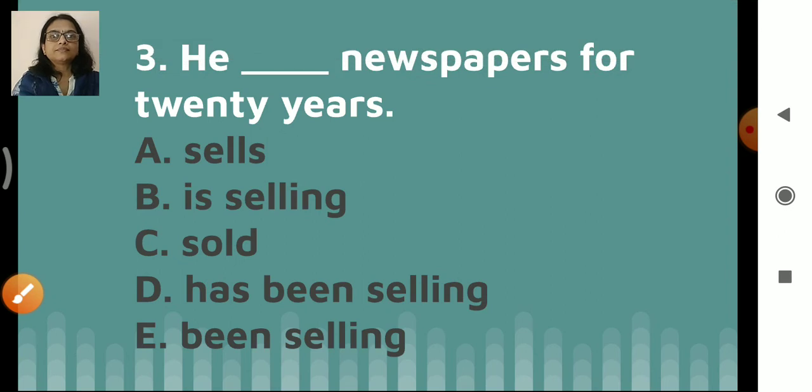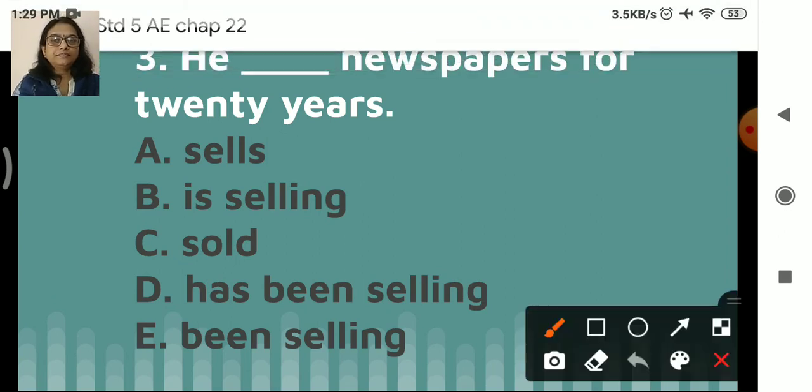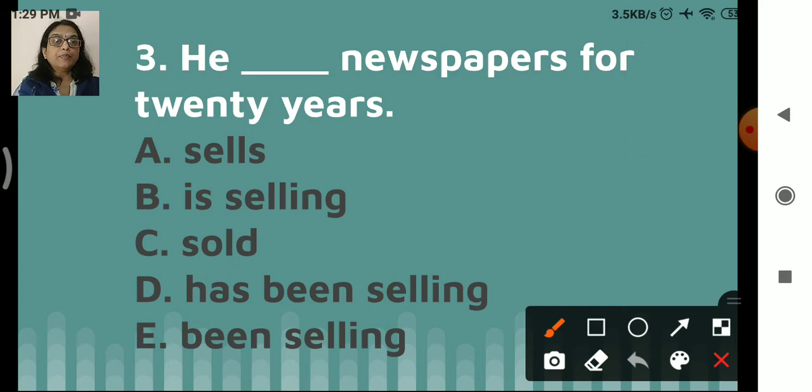Next, the third sentence. He dash newspapers for 20 years. Now sells, is selling, sold, has been selling or been selling. Okay, this is third one. So what will be the answer? He, option D, has been selling newspapers for 20 years. Okay.